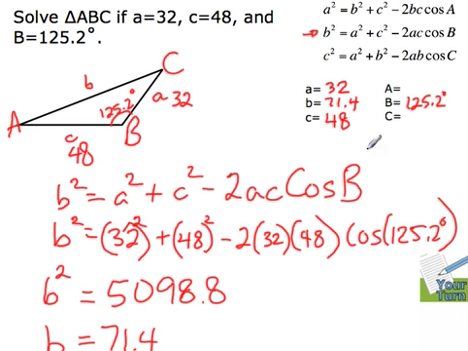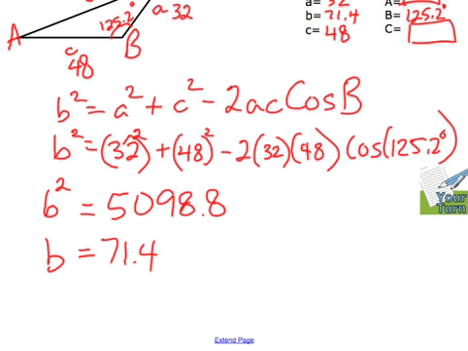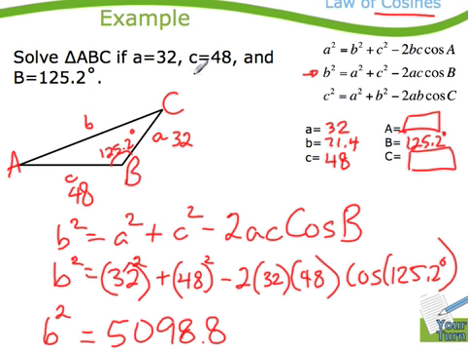Now, since I have a side and its angle, I can use the law of sines to figure out the last angles, angle A and angle C. I'll let you do that. Maybe pause the video and go to your textbook and try some of these first questions, where you're using the law of cosines and looking for one of the sides. That's what we do first.